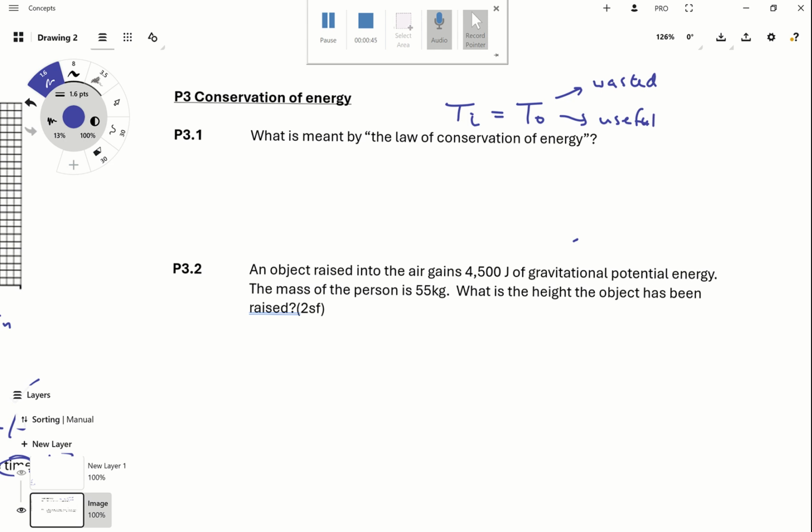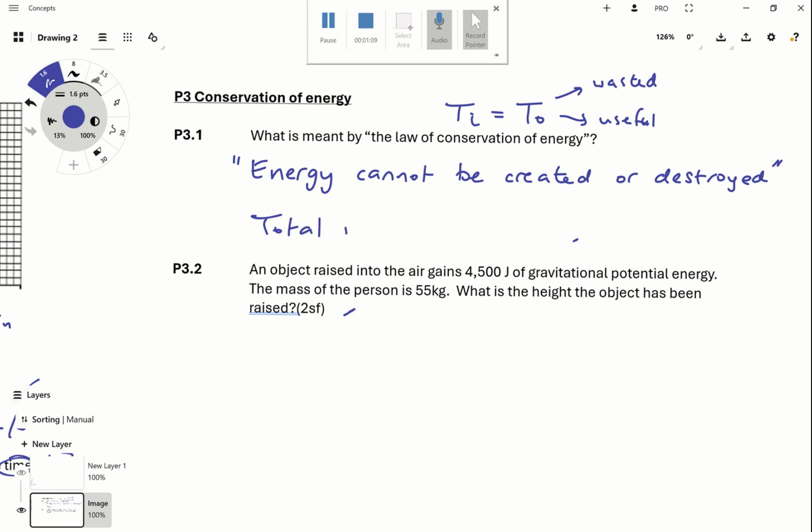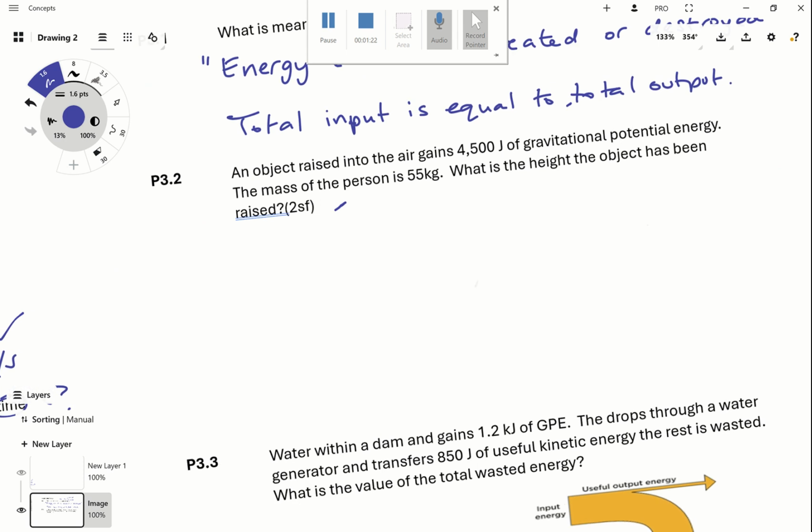So what is meant by the law of conservation of energy? This is the idea that energy cannot be created or destroyed. If you wanted to add a flourish, you could say that the total input is equal to the total output. Okay, so that's that one.